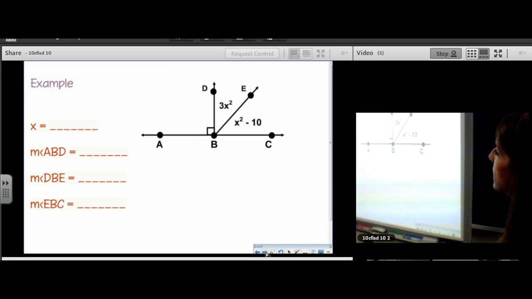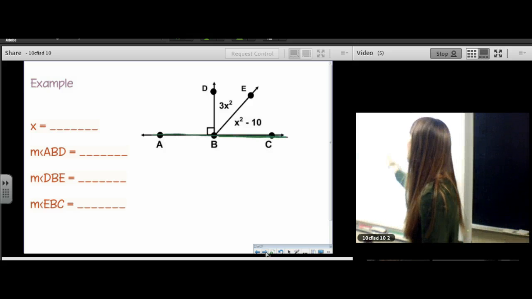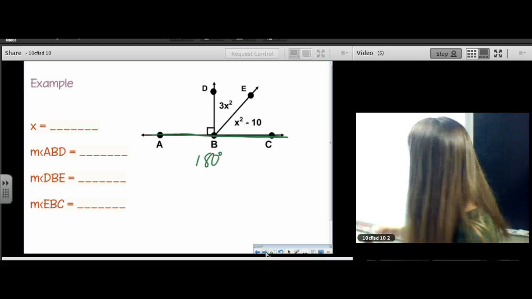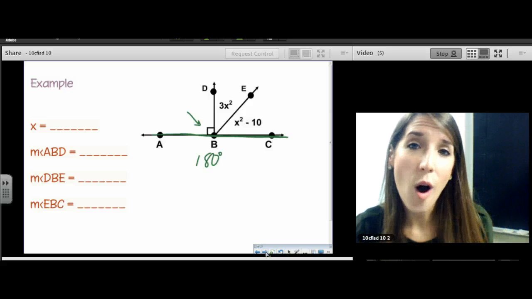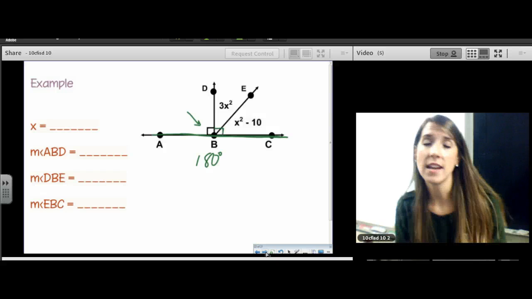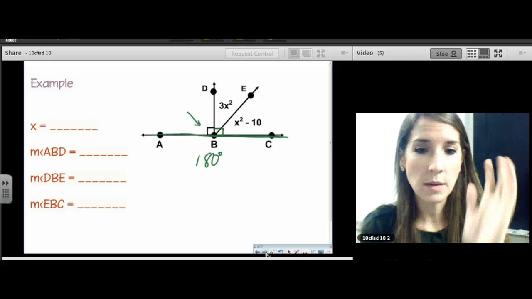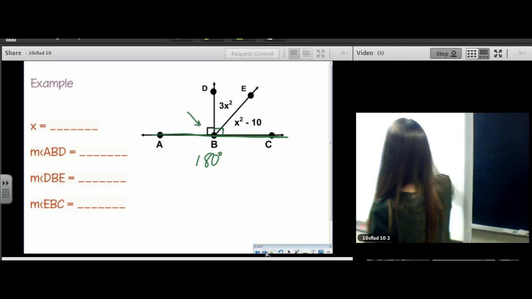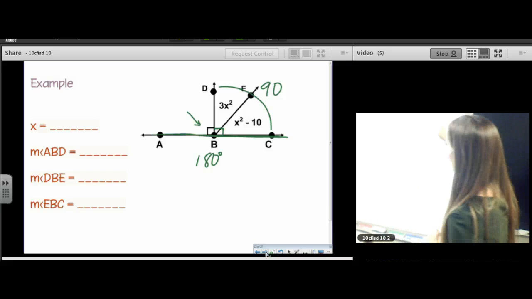Ooh, what would we do on this one? Now, do you agree that if this is a straight line, it's 180 degrees? And if that's 180 degrees, and I've already used up 90, 180 minus 90 is always going to be 90. So if you have a right angle, and it's a linear pair, you're always going to have another right angle right next to it, okay? DB is perpendicular to AC. So how would we solve this one? This is 90 degrees, and we would do part plus part equals whole.